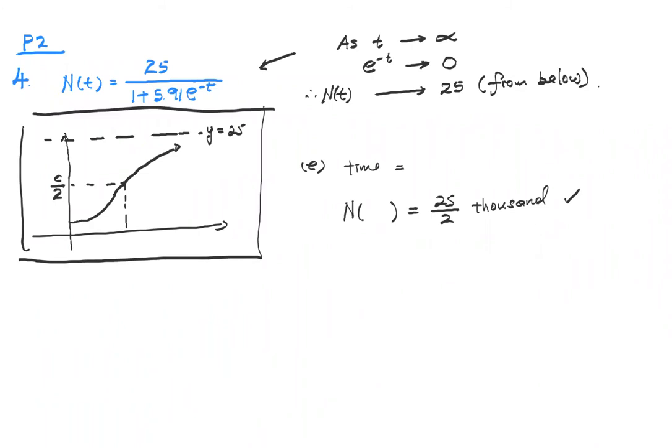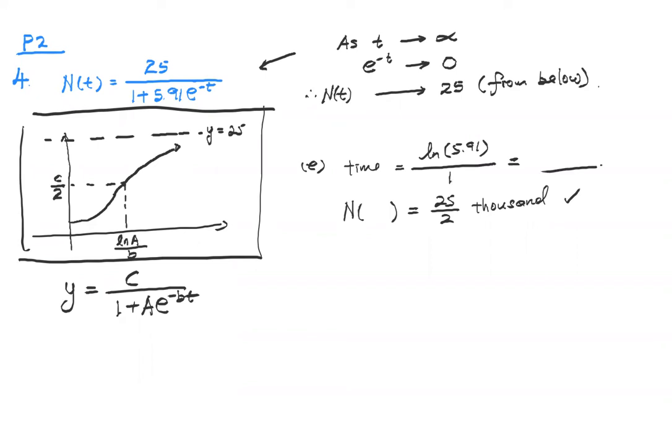So this is ln A over B, correct? Do you write down this form in your notes? So ln A, so it will be ln 5.91 over my B, which is 1. So I get the answer. I get 2 marks straight away. Relax and substitute. That's it.